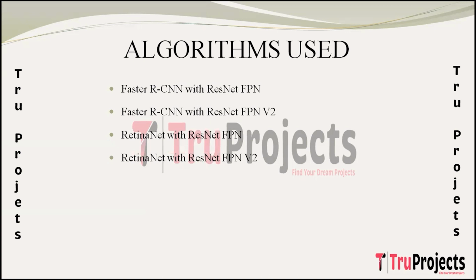The next one is RetinaNet with ResNet FPN V2. RetinaNet enhanced with ResNet FPN V2 incorporates improvements in feature extraction and representation. The updated FPN architecture contributes to better handling of fine details and complex structures in PCB images. This version aims to provide a more sophisticated and accurate defect detection mechanism, aligning with the project's emphasis on achieving high-quality results.